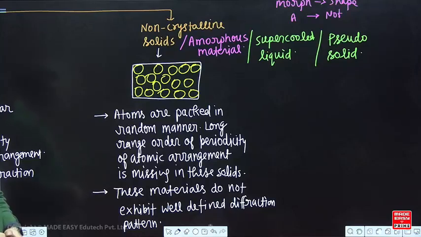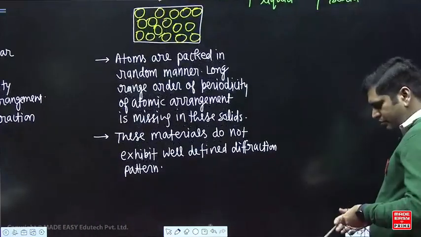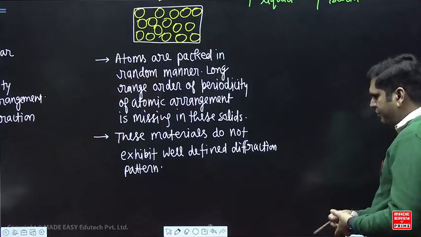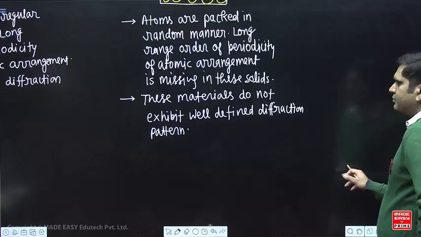Atoms are packed in a random manner. Long range order of periodicity of atomic arrangement is missing in these solids. These materials do not exhibit a well defined diffraction pattern, because the atomic arrangement is not well defined, so the diffraction pattern will also not be well defined.